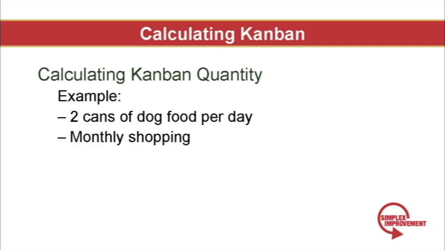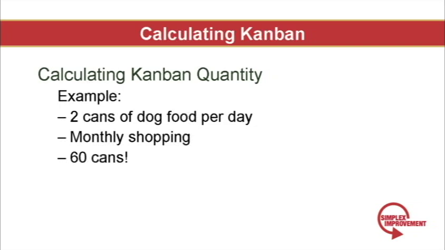So let's work another simple example with Apple. This time I go shopping once a month. He still consumes 2 cans per day. How many cans do I need to buy when I go shopping monthly? That would be 2 cans per day times 30 days. I'd have to bring home a whopping 60 cans of dog food.